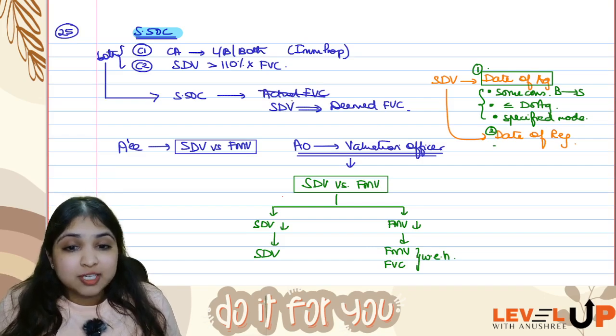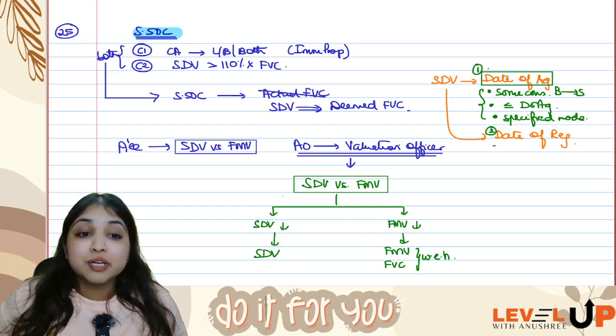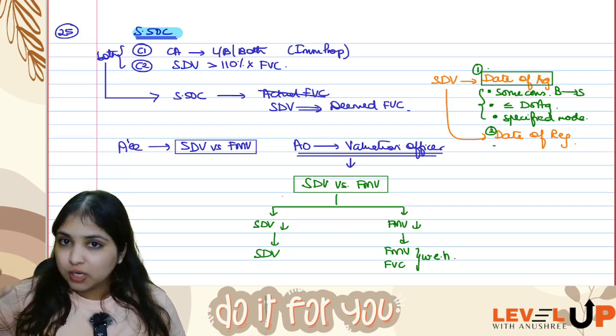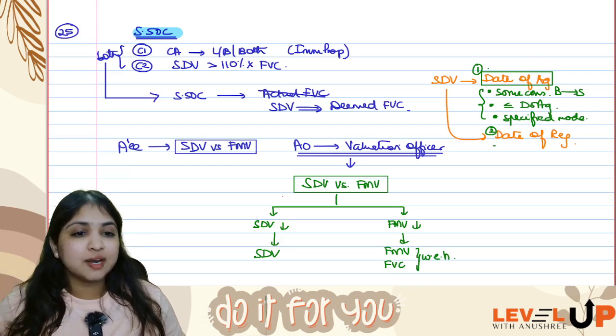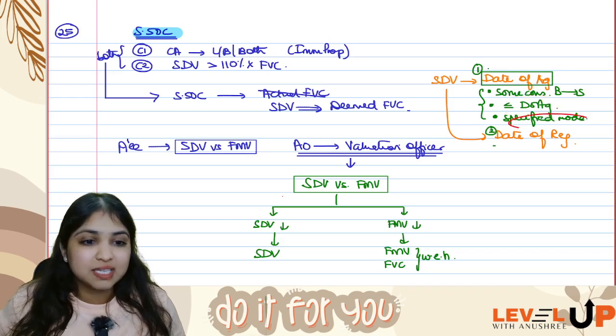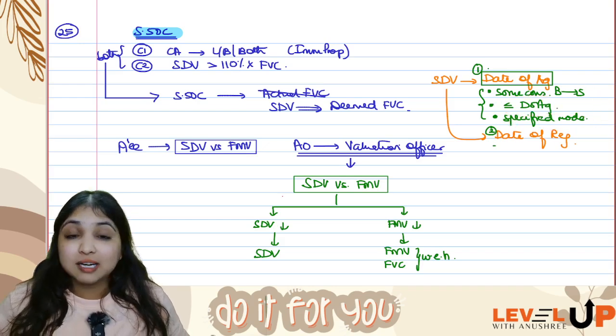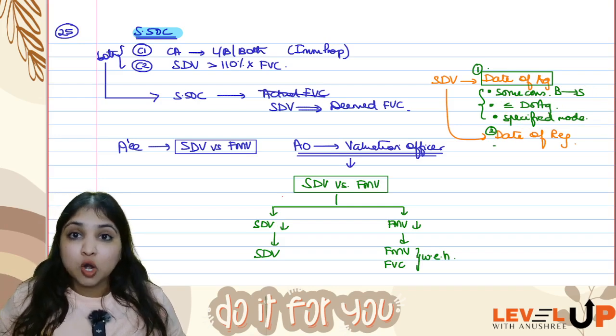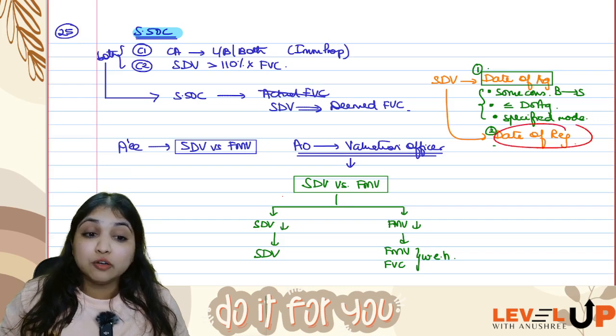Now, you are supposed to take STV on which date? It's preferable to take STV on date of agreement. But you will take STV on date of agreement only if three conditions are fulfilled. Condition 1, at least some consideration the buyer should have paid to the seller on or before the date of agreement in specified mode. If all these three conditions are fulfilled, you will take STV on the date of agreement. If even one condition is not fulfilled, then you will take STV on the date of registration.